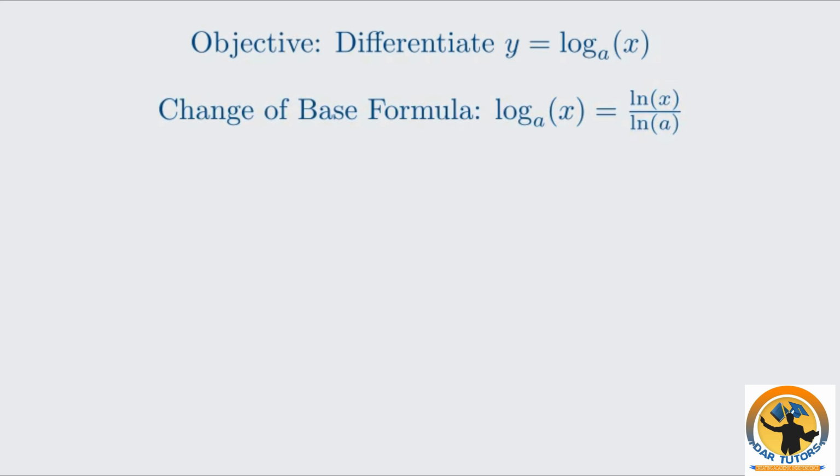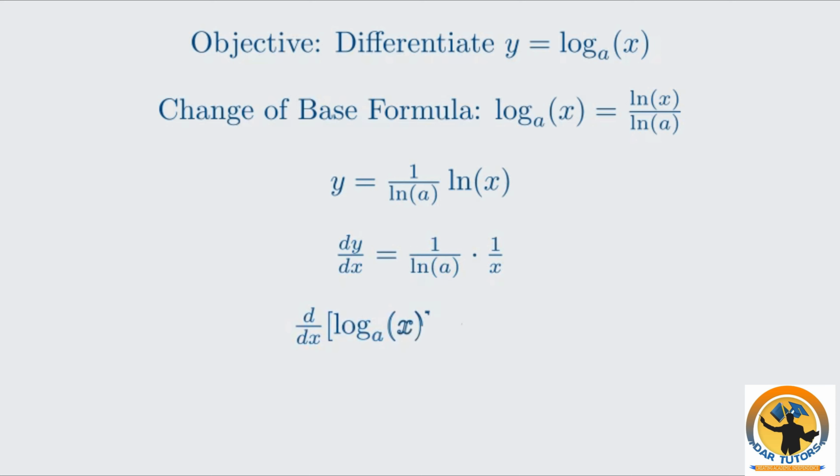Notice that ln a is a constant. We can rewrite this as 1 over ln a times ln x. Now we can differentiate this using the constant multiple rule. The derivative dy/dx is the constant 1 over ln a times the derivative of ln x, which is 1 over x. This gives us our general rule. The derivative of log base a of x is 1 over x ln a.